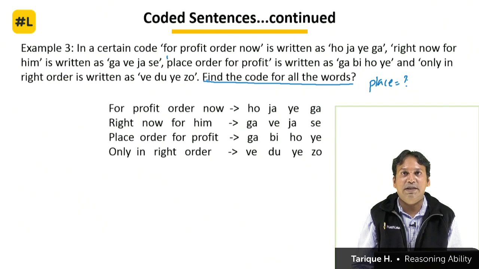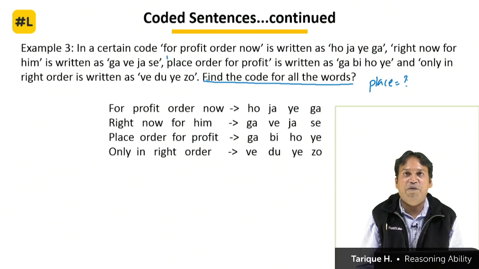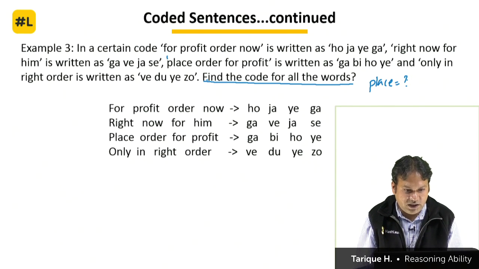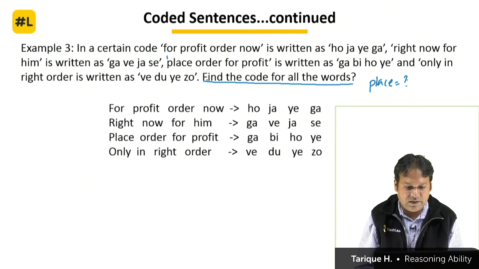Let's look at the sentences. 4 sentences are there. First sentence, for profit order now. Look at the codes. Second sentence, right now for him. Again look at the codes there, GA VE, JA SE. Place order for profit, GA BI HO YE. Only in right order, VE DO YE and ZO. Clear? So the code for place, yes, Manisha has got the right answer. The code for place is BI.